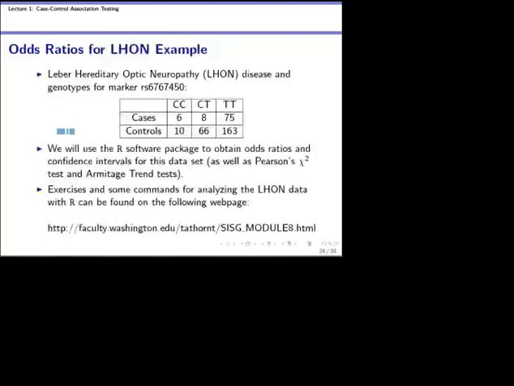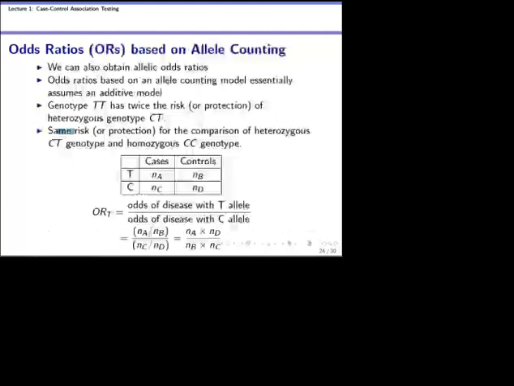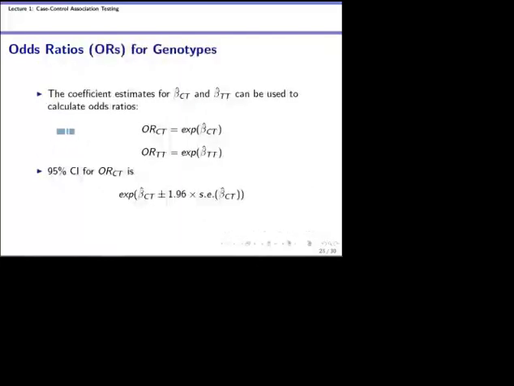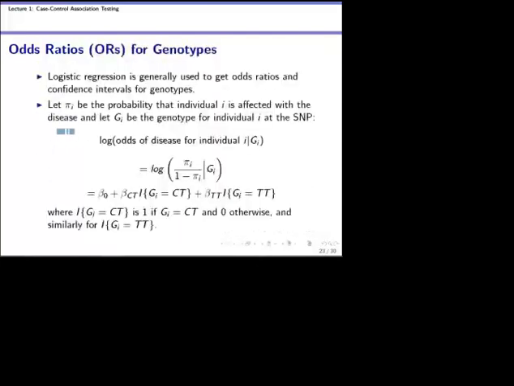All right. Sorry, I put the wrong address on here, so use the web address that I gave you. We're going to use a software package to analyze this data. We can also do odds ratios based upon allele counting. Note that you can't do this by hand. You really need a computer because things have to converge, so if you're going to do genotypes, you're going to use some software.